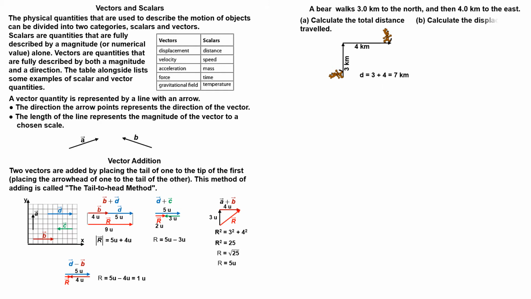Calculate the displacement. The bear's resultant displacement is the vector from where he started to where he ended. It is the sum of his two separate displacements. We use the tail-to-head method to find this vector. Now we use the Pythagorean theorem. In the end, the bear is 5 kilometers from the starting point.